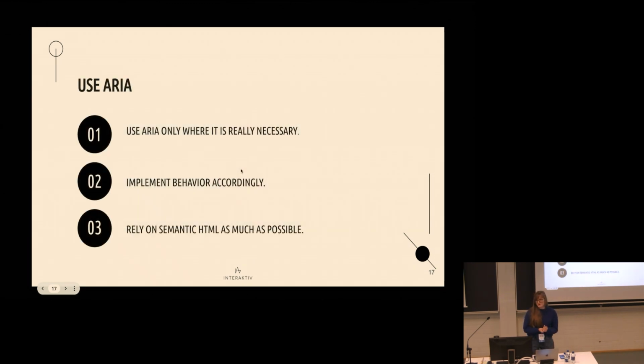So what we've learned already is that we need to use semantic HTML first. When we can't use fully semantic HTML, we can use ARIA. But when we decide that we use ARIA, then we take full responsibility for implementing it accordingly.